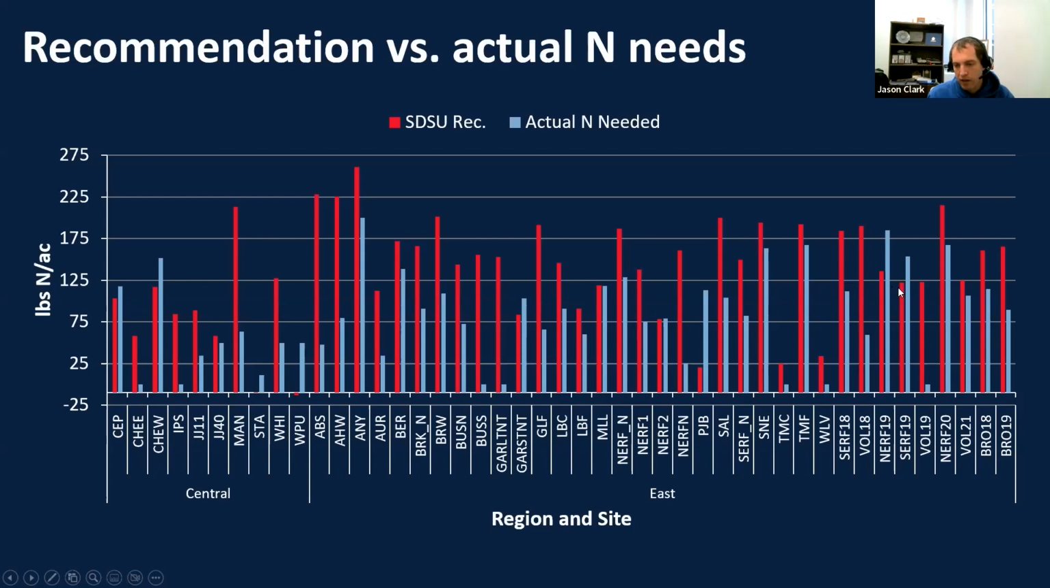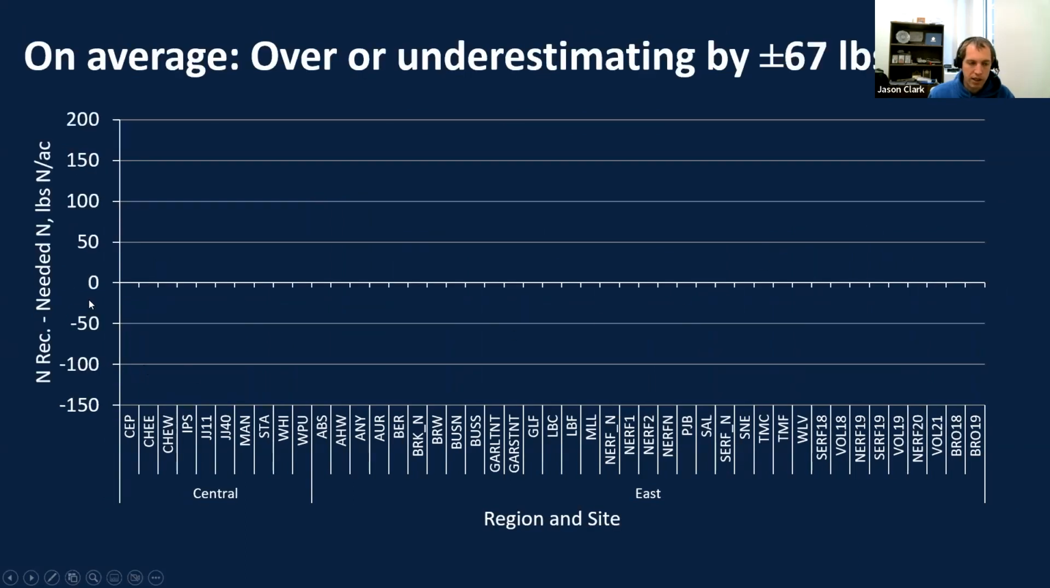But to make this a little bit easier, in this next graph, we're going to take this red line and subtract the blue line. So we're just going to look at the difference between these red and blue lines. So that's what this graph is here. If we are at 0, that means the SDSU recommendation minus the actual required N was 0. That means it was right on. So we want to be close to that 0 line. If we are under that 0 line down here, that means we underestimated nitrogen requirement. If we're above it, that means we overestimated nitrogen requirement.